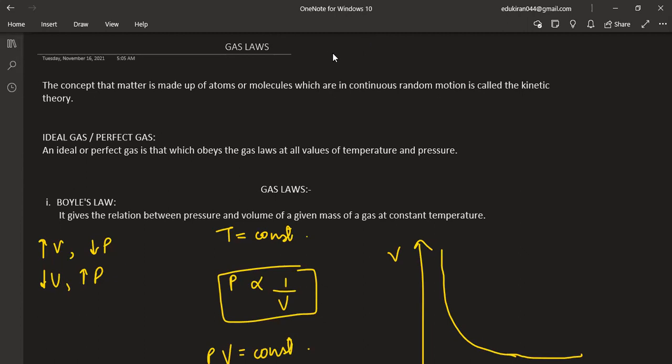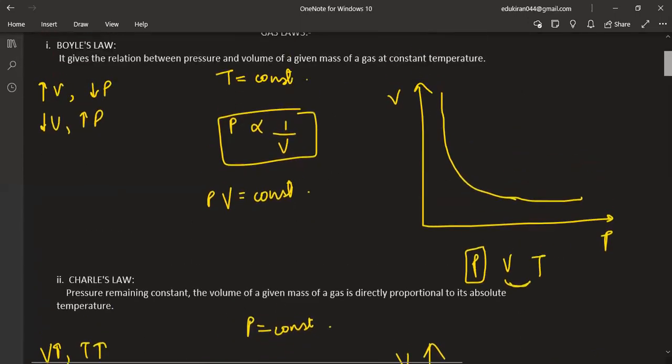All right. So regarding the theoretical part of kinetic theory, here you have to understand the laws that we have been using, but we're not aware of which law is which. When we talk about an ideal gas, an ideal or perfect gas is one which obeys all the laws at all temperatures and pressures. So you mainly have three laws which you have to remember.